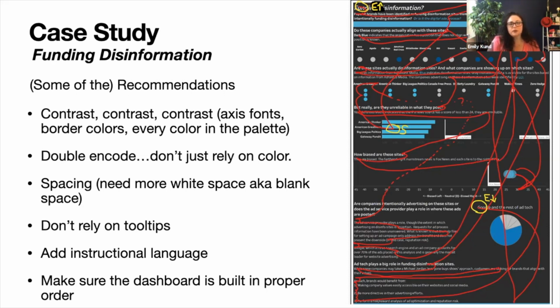So we talked about contrast, double encode, don't just rely on color. Spacing, I needed more white space, otherwise known as blank space. You'll see in my audit where I was like, wait, does it actually have to be white? I don't know why I was thinking that day. I know the concept of white space, so I like to use the term blank space. So I needed more of that.